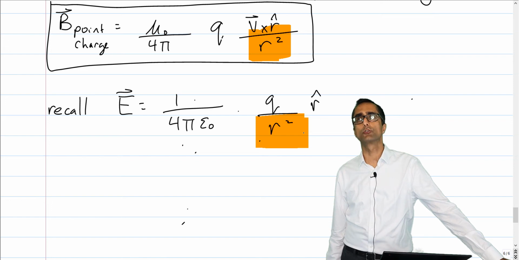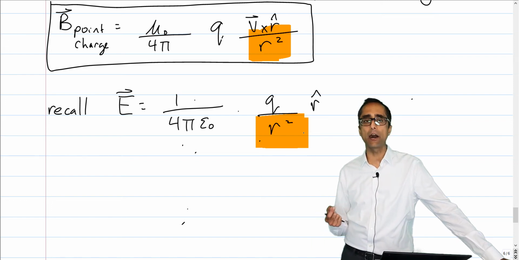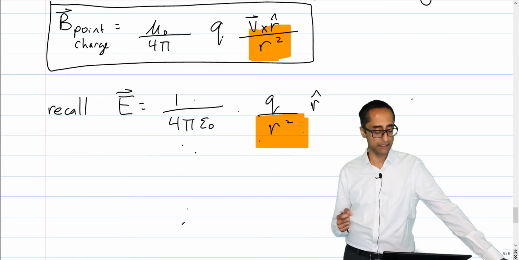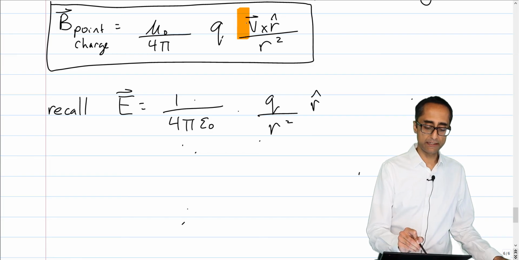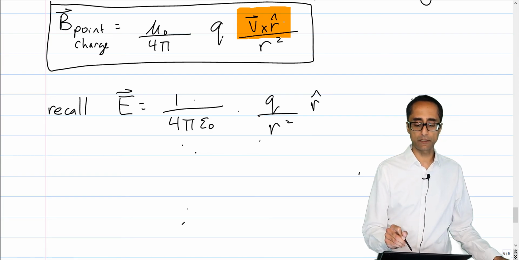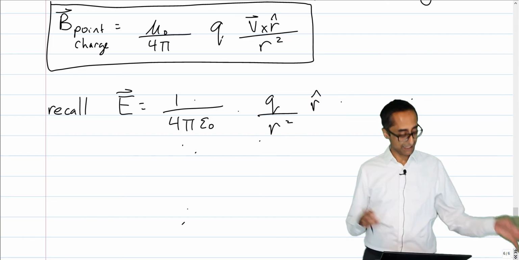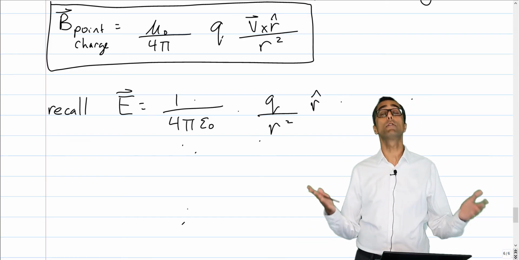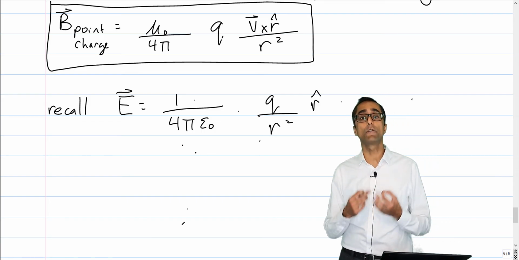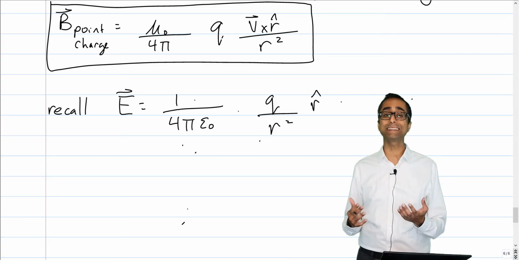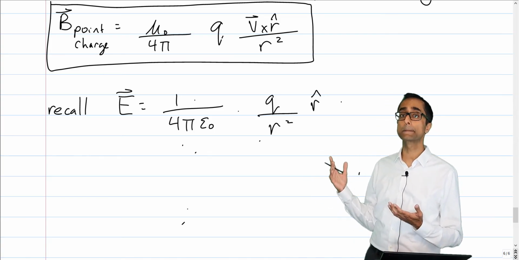The distance to the charge is going to determine the strength of both the magnetic field and the electric field. So where's the real difference between them? It's really this V term, right? Here we have V cross R hat. Here we just have R hat. Where V here is velocity. It's the velocity of the charge. So what happens if our point charge has no velocity?